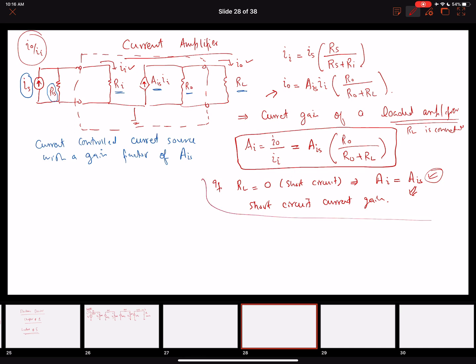Okay, in terms of design or conditions of a good amplifier.